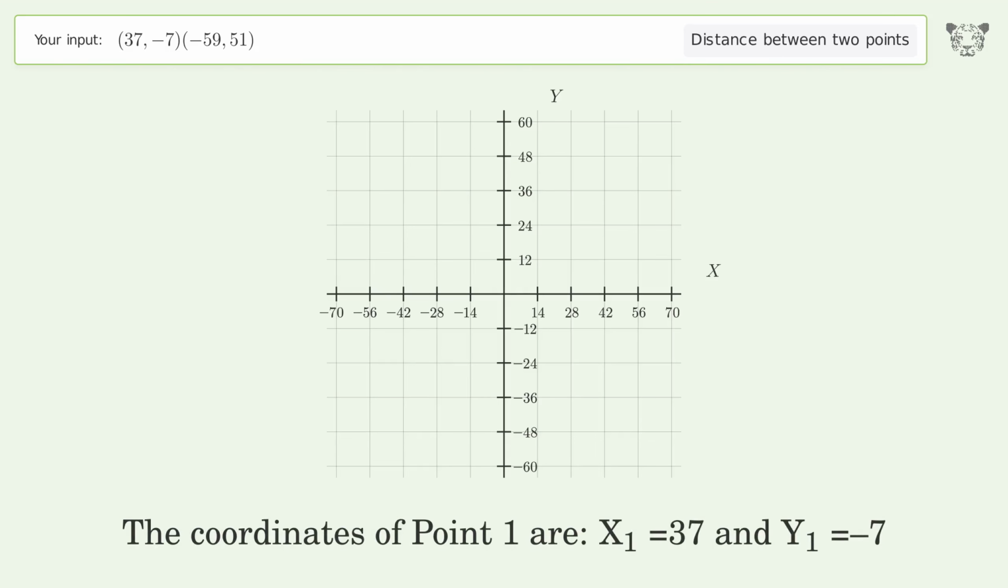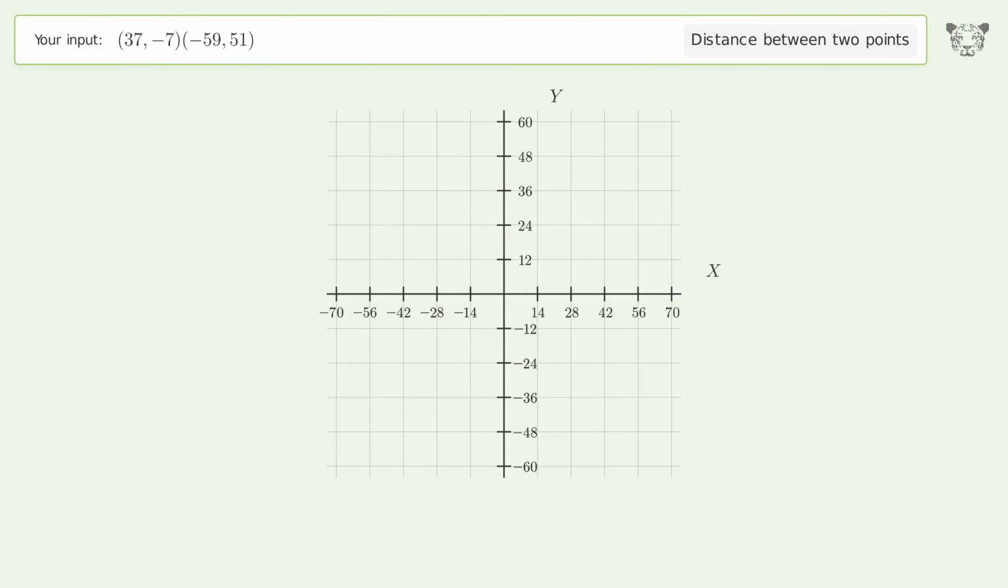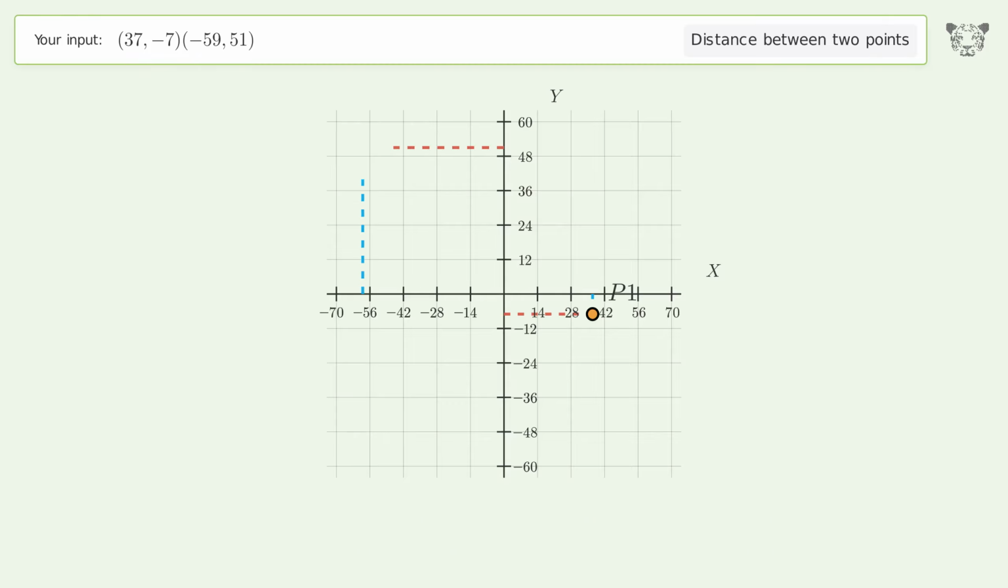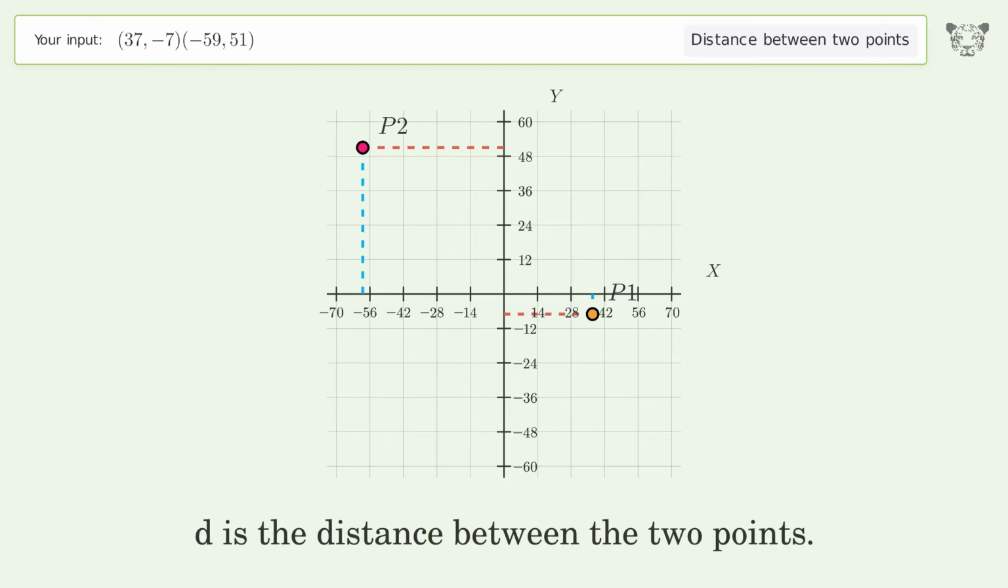The coordinates of point 1 are x1 equals 37 and y1 equals -7. The coordinates of point 2 are x2 equals -59 and y2 equals 51. D is the distance between the 2 points.